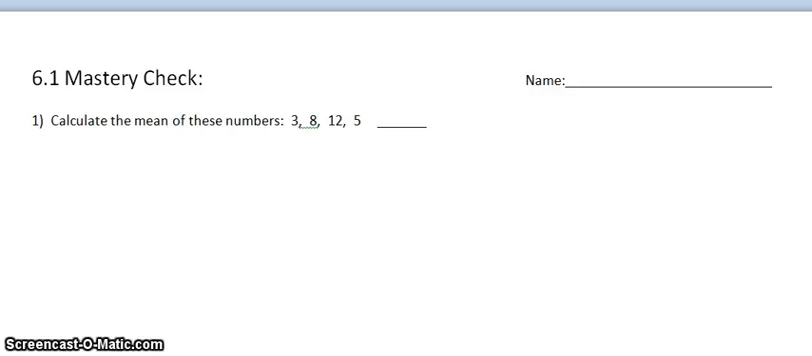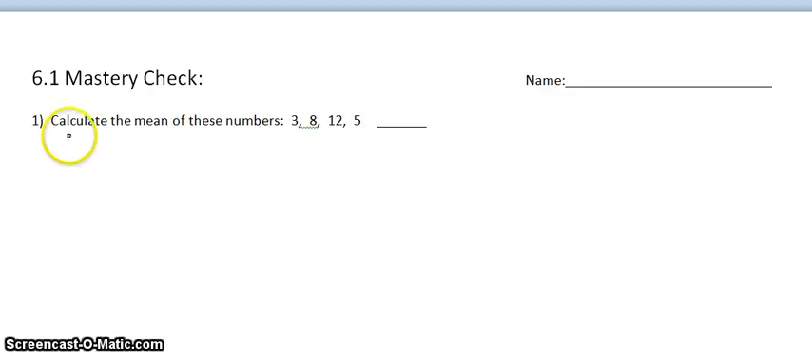All right, this is the 6.1 mastery check. Number 1 says to calculate the mean of these numbers. Remember that mean is the meanest of the statistics that you have to calculate because it makes you do the most work, meaning that you are going to have to add all 4 of those numbers and then divide by how many numbers there are, which is 4.